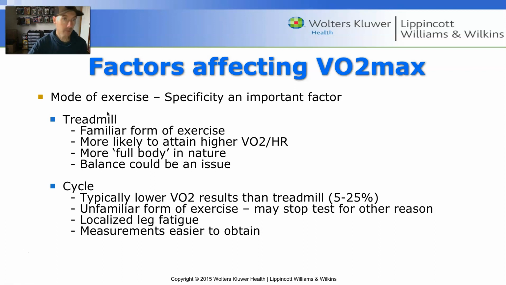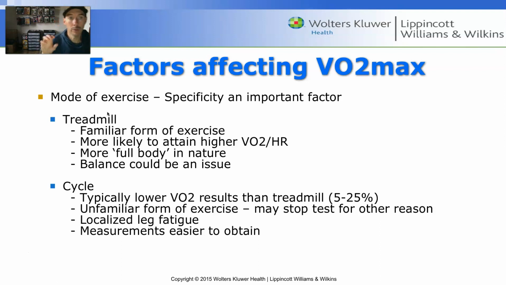Now in our labs, we have two different people doing the test. I'm the runner. One of my graduate assistants is the cycler, so we can't compare. But in the past, when I've done both tests, my VO2 max was about 5 ml per kg per minute less on the bike than a treadmill. And that's again because treadmill is my more familiar form of exercise, okay?